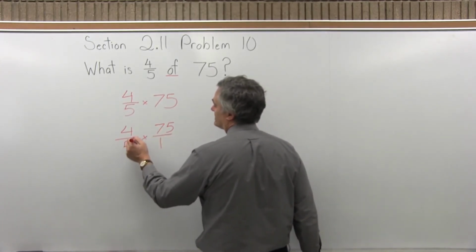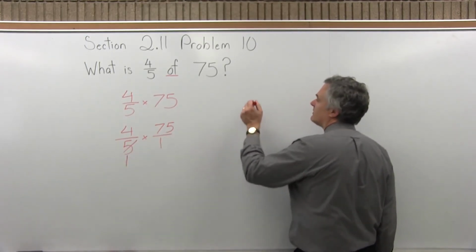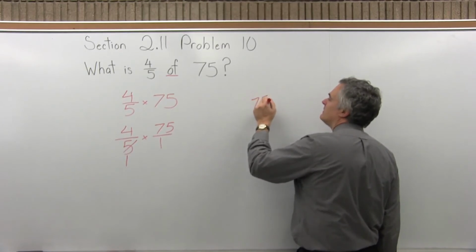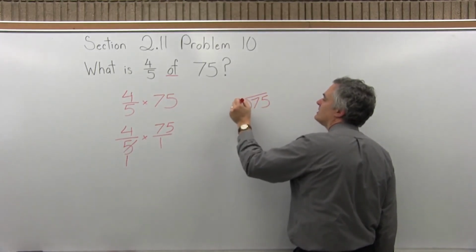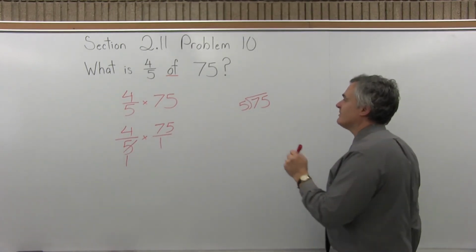So clearly 5 goes into 5 once. How many times does it go into 75? Not as obvious. I know it's 15. You might not recognize that it's 15, so let's just come off to the side and divide it out. How many times does 5 divide into 75?